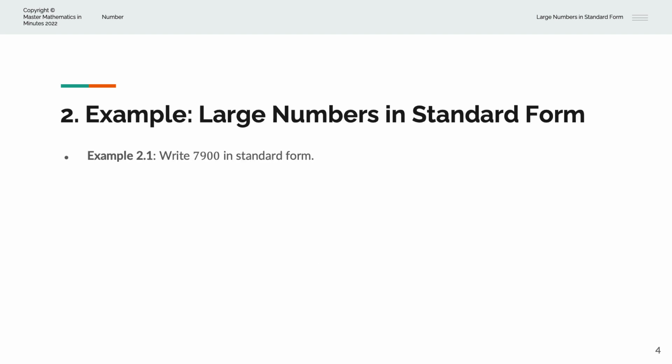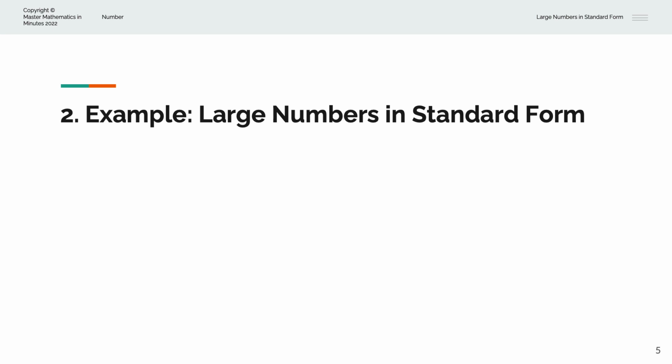In the first example, we're asked to write 7,900 in standard form. So we have 7,900 as equal to 7.9 multiplied by 10 to the power of 3. So 7.9 is between 1 and 10, and 3 is a positive integer, so this is in standard form. So 7.9 is where the decimal lies between the digits 7 and 9. And to multiply by 10 to the power of 3, we can move the decimal to the right by 3 places, giving us 7,900.